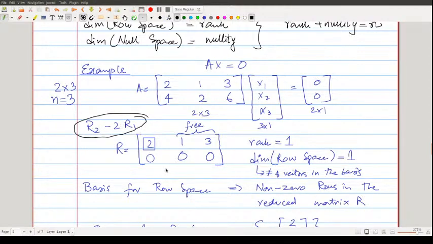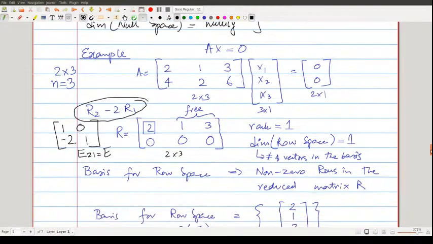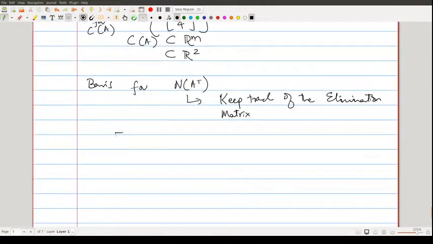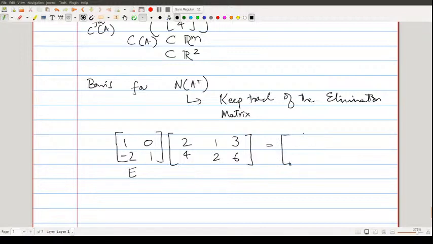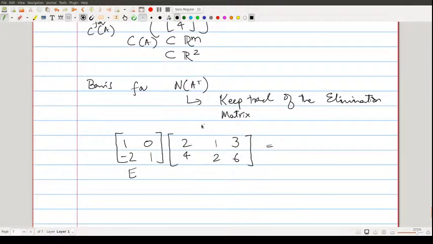So we make an elimination matrix. This was a 2 by 3, so I can make a 2 by 2 elimination matrix. That elimination matrix has 1s on the diagonal, 0 here, and what we had here was minus 2. So this was E, just one matrix, so E21 is just E. So this is what we did: E times my matrix, 2, 1, 3, 4, 2, 6, gave me the reduced matrix R. Sorry, EA gave me the reduced matrix R: 2, 1, 3, 0, 0, 0.